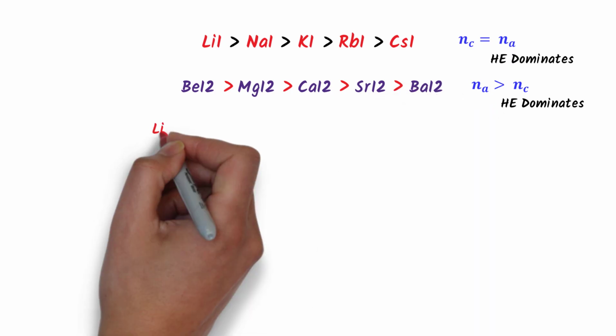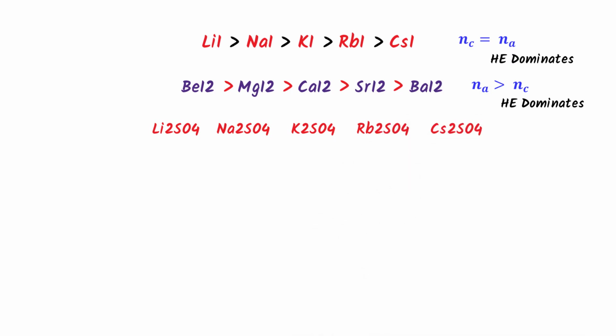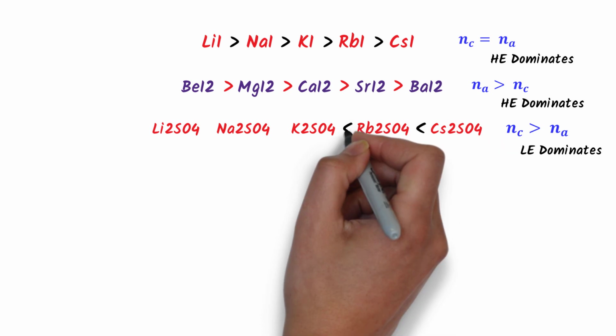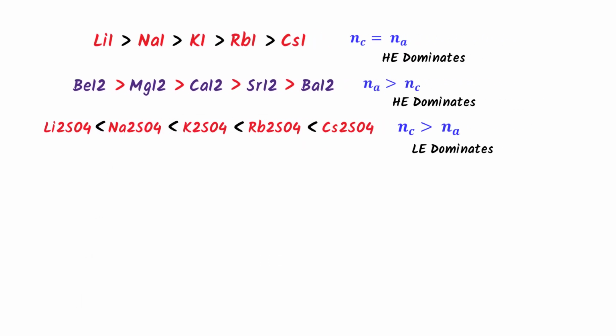In the third case, as you see, these are the sulfates of alkali metals, and the number of cations is greater than the number of anions, because the ratio is 2:1. Therefore, lattice energy will be the dominating factor, which will lead to an increase in solubility down the group. I hope you understand this.